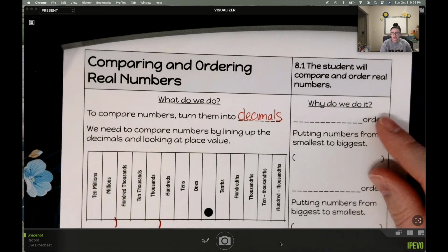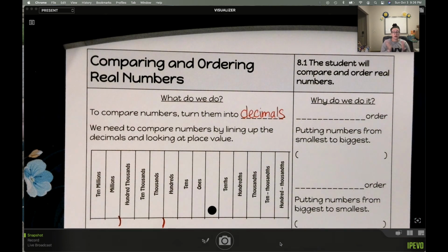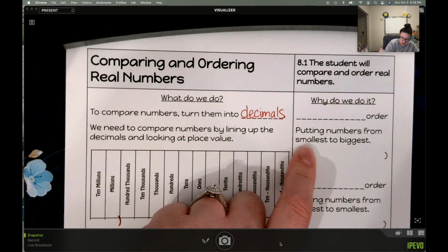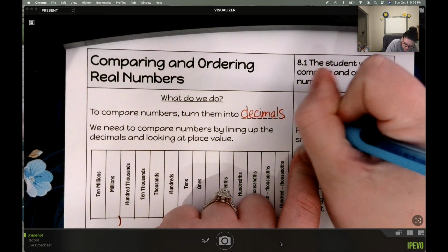So, a few reasons why we compare and order numbers. If we're looking at statistics like we're going to be seeing in a project, you need to be able to compare, see which players are better, which products are better than others, which things give me the best value when we're comparing and ordering things. Sometimes we're going to be doing it because we need to put things in ascending order.